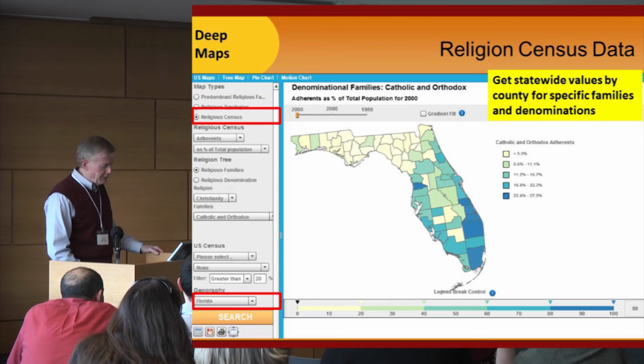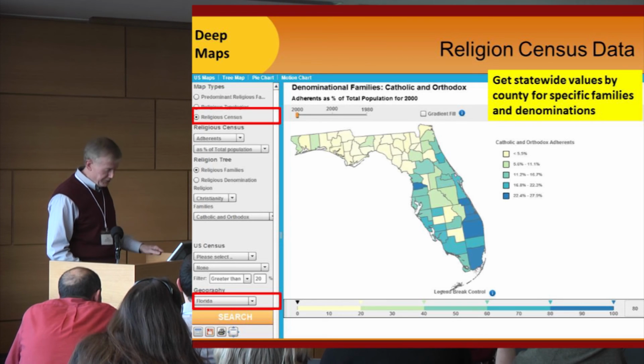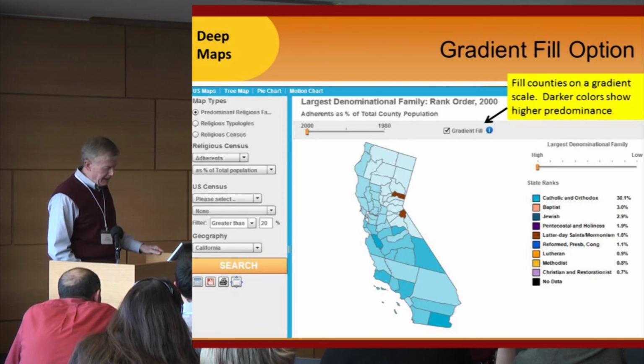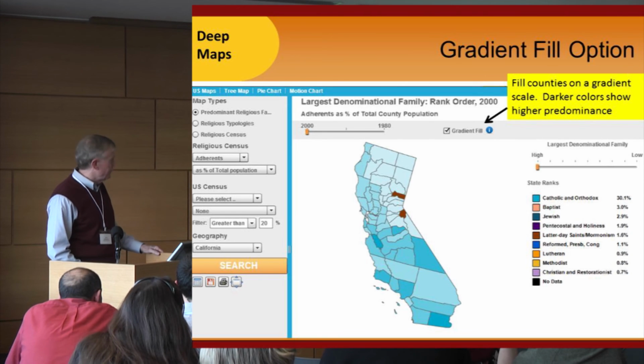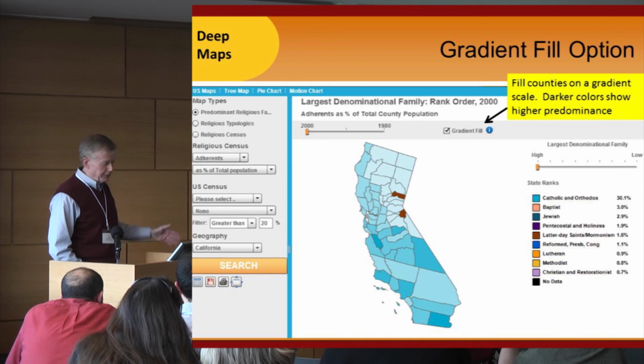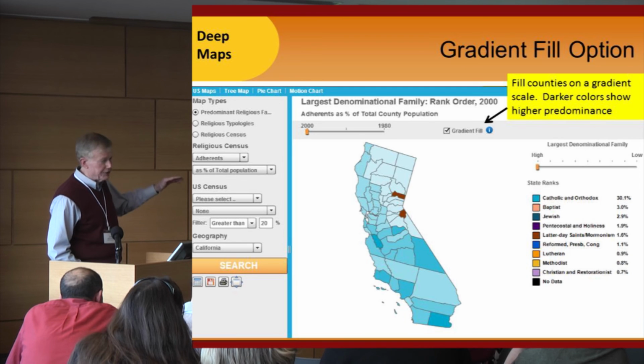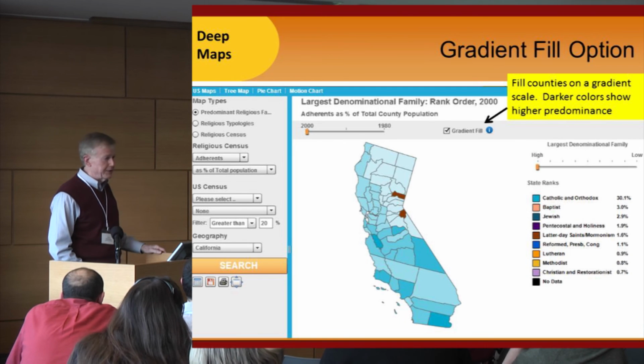We give you the statewide values for specific denominations. And we provide a gradient fill. You can see that checked up there. And this is California, where, if you were to look at it, you would see only 2 counties are non-Catholic in the dominance. But by giving a gradient fill, by breaking the dominant into 5 different ranks, you're able to see that some counties are much more heavily Catholic than other counties.